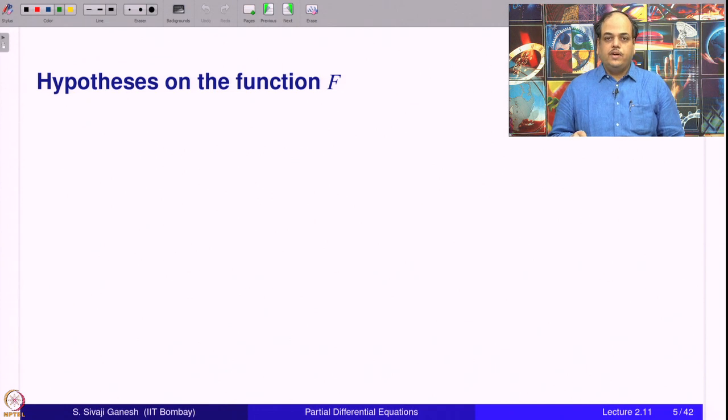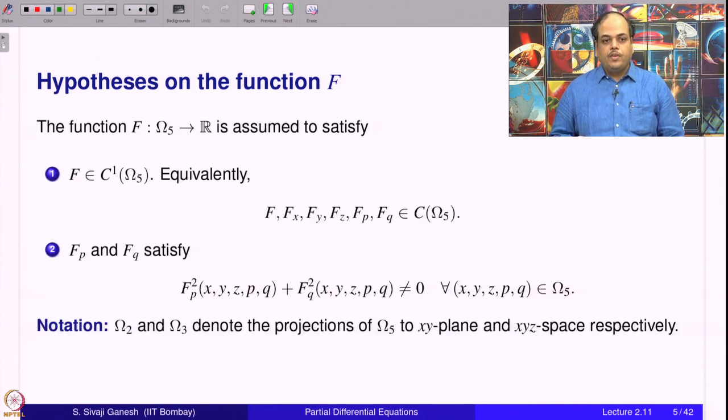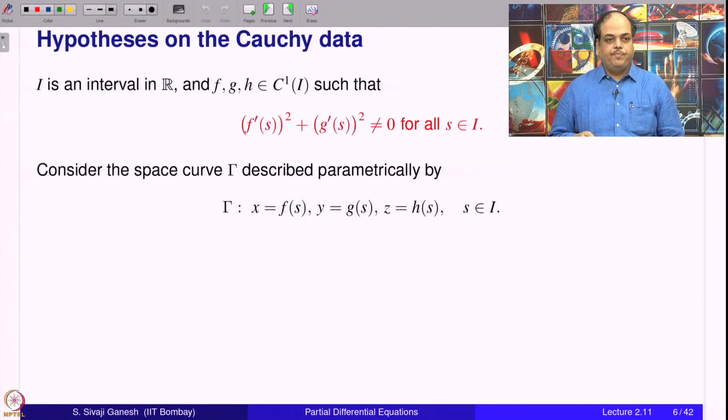The hypotheses on the function F which defines the PDE are that F must be a C1 function on its domain of definition, which is equivalent to saying that the function along with all first order partial derivatives with respect to all the arguments x, y, z, p, q are continuous functions on omega phi. And we need to assume that F_p and F_q do not vanish simultaneously at any point in omega phi. Omega 2 and omega 3 denote the projections of omega phi to the xy plane and xyz space respectively.